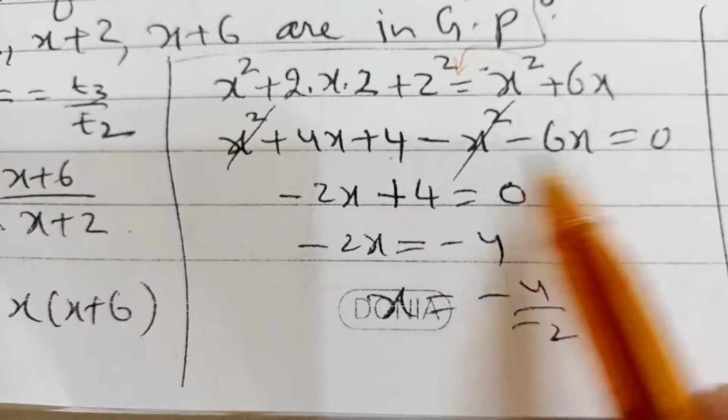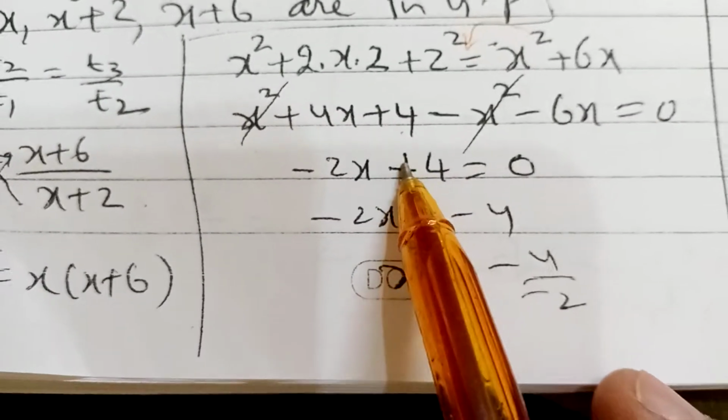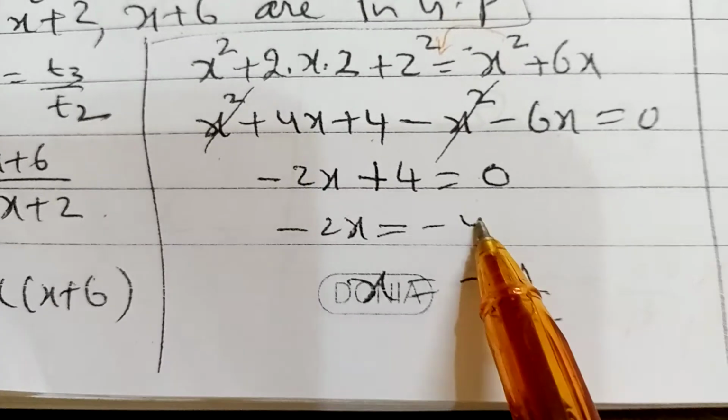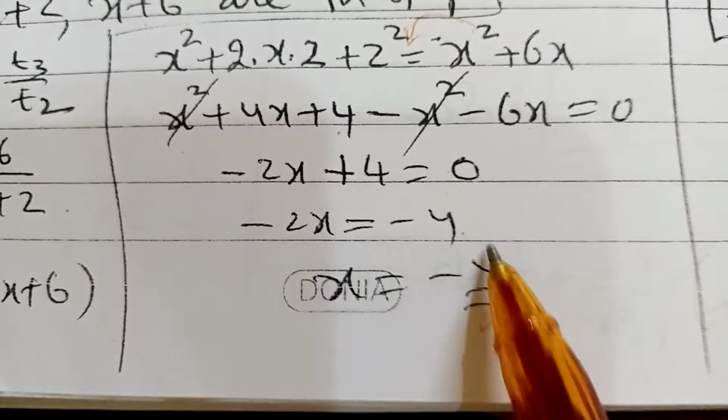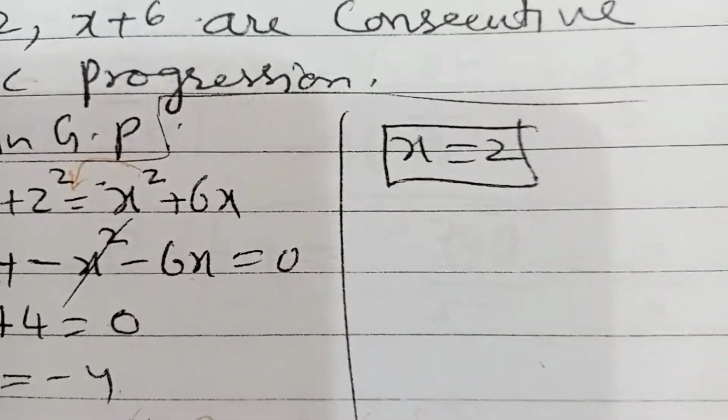4x minus 6x is minus 2x, plus 4 equal to 0. Send plus 4 there, it becomes minus 4. So x is equal to minus 4 by minus 2. Minus minus cancel, 2 ones are 2, 2 twos are 4. x is equal to 2.